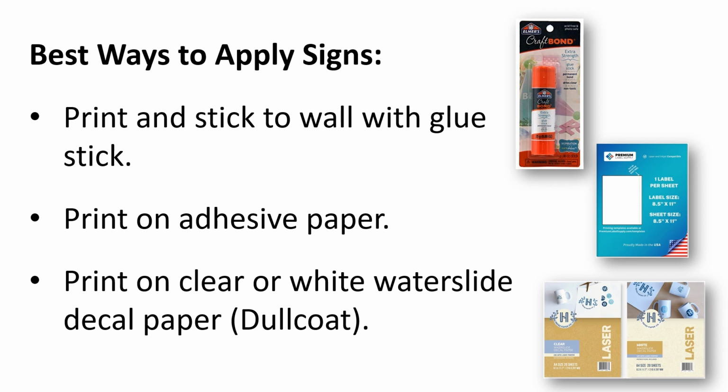Another way is printing it on adhesive paper. So the same paper that you use for labels with a self-stick back. An example of that is the ADM logo that you saw on the ADM facility that's on sticky paper. And then the third is printing on clear or white water slide decal paper. And I didn't realize you could even do this till recently. You can buy on Amazon clear decal paper or white decal paper.